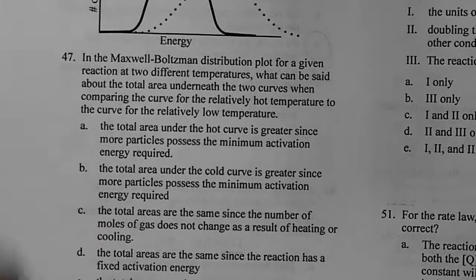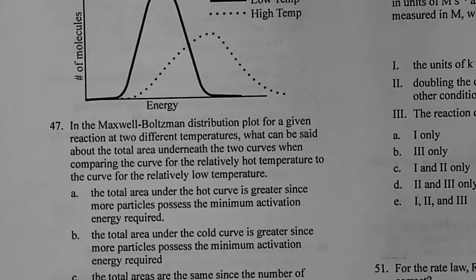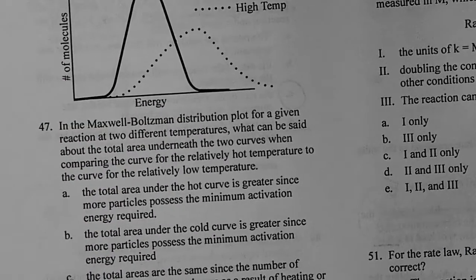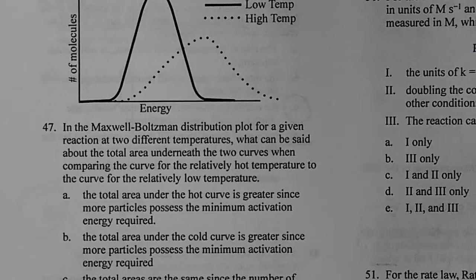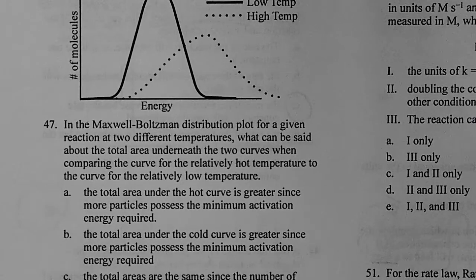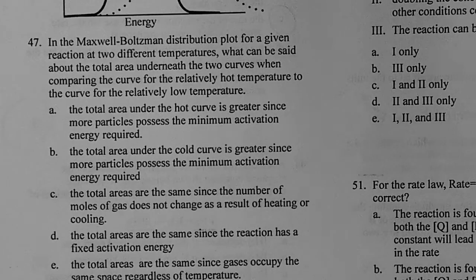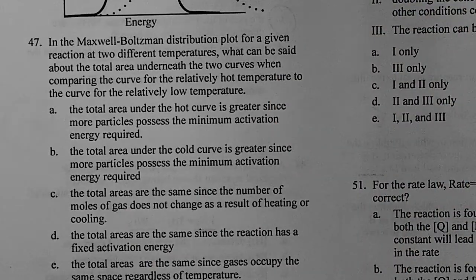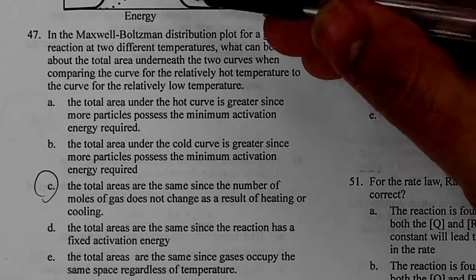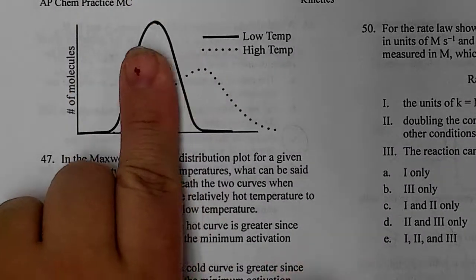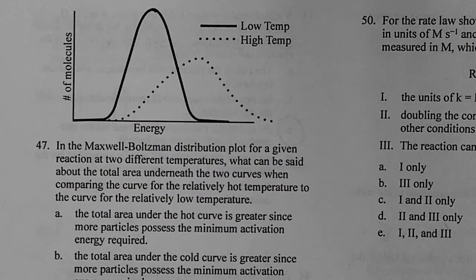All right, 47. You skipped it. All right, let's go over that one. Do you see that Maxwell-Boltzmann curve? Whether you're heating or cooling down, the number of gas molecules should not change. Yes? Assuming that nothing is escaping, right? So total area is the same since the number of molecules doesn't change as a result of heating or cooling. So this area here is the same as this area underneath that dotted one. Make sense? Okay.